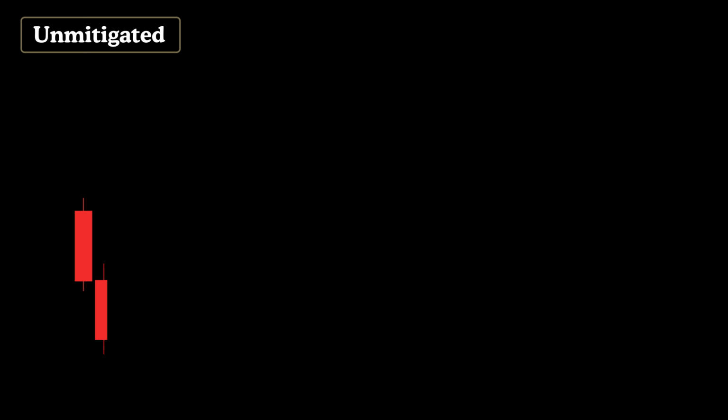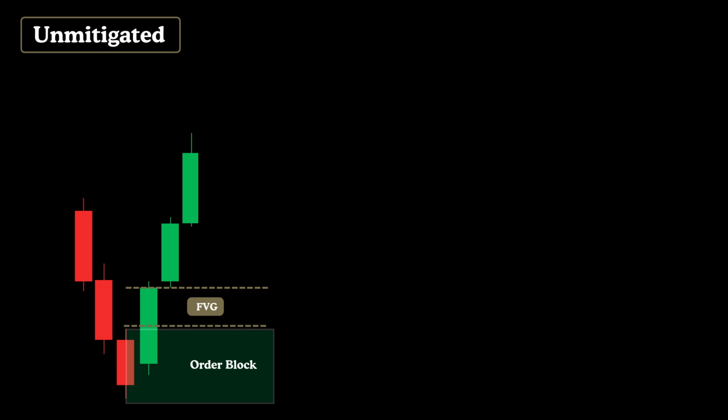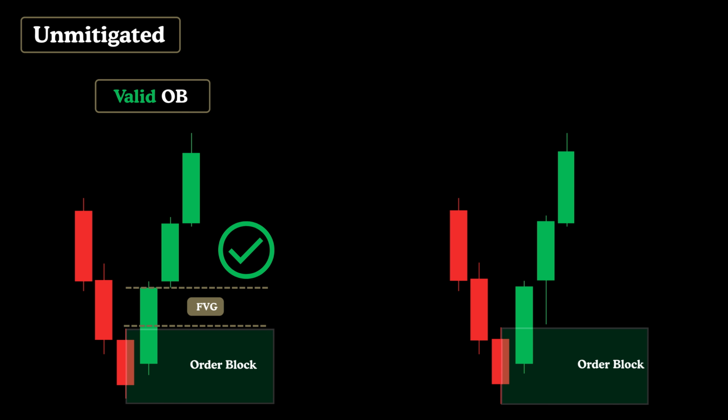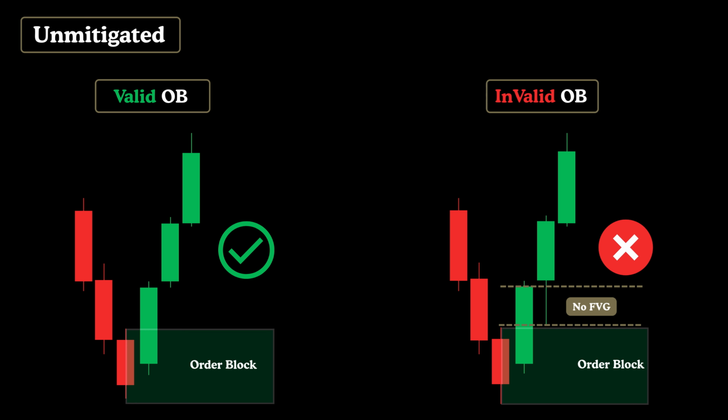Third, unmitigated. If the price retraces for the first time after the order block forms, it is fresh or unmitigated, and such order blocks are extremely strong. However, if the price has already tested the order block zone several times, then the order block becomes mitigated. This means the order block has already been consumed, and the chances of a strong reaction reduce. For this reason, we label such an order block as an invalid order block.